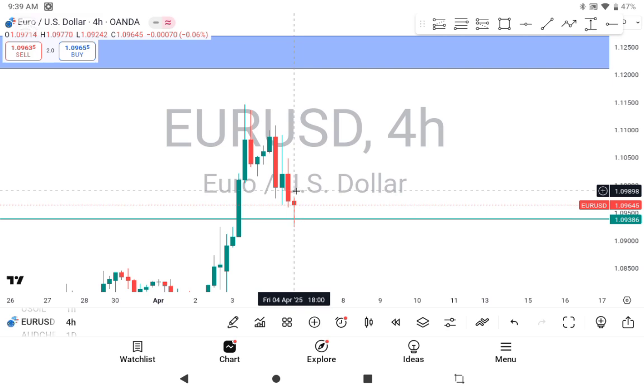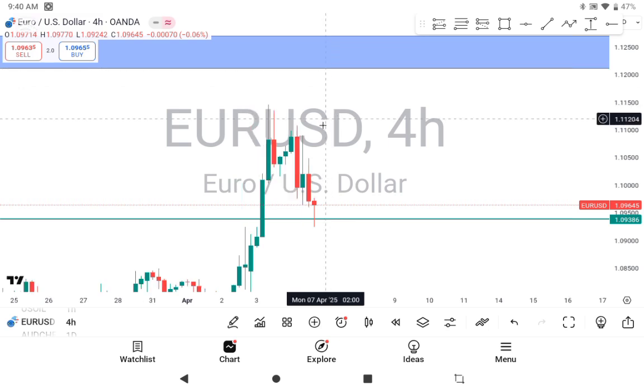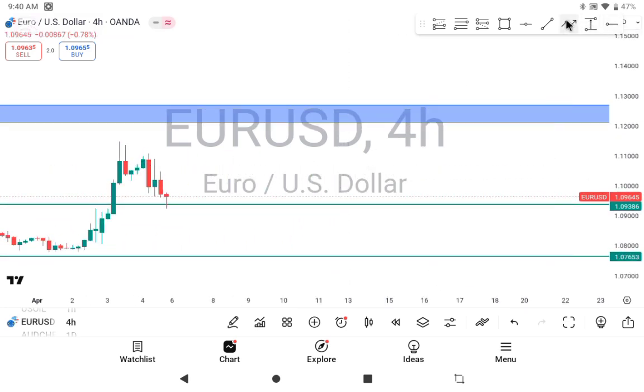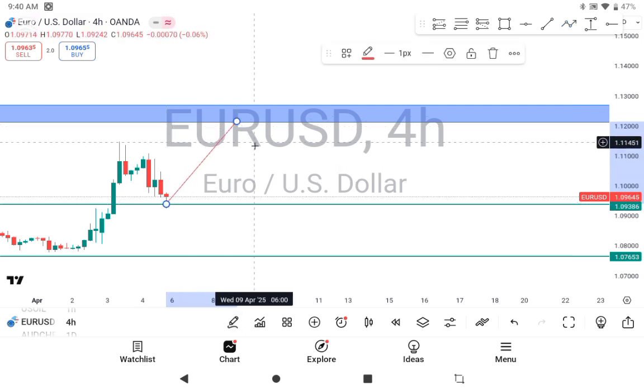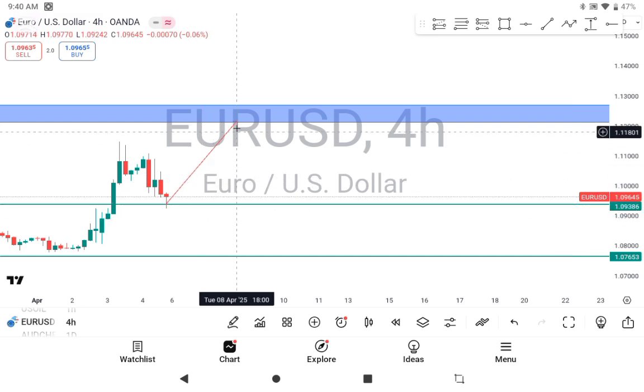So what we are expecting Euro USD to do when the new market opens is to see a bullish engulfing candle engulf this bullish pin bar right here. Engulf it, and Euro USD will push back up to this strong level, this key level of resistance right here. This is where Euro USD is coming from, and this is the next target level.